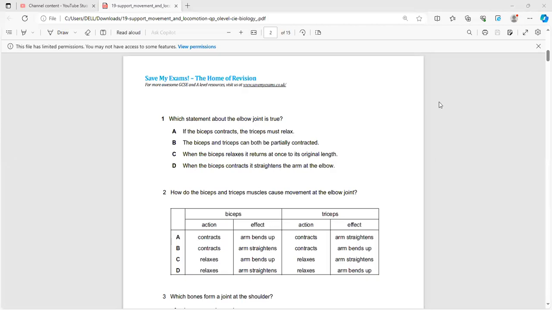Welcome to our new video on support movement and locomotion. In this unit, we'll be covering about 30 questions and we'll be covering the fundamental concepts.